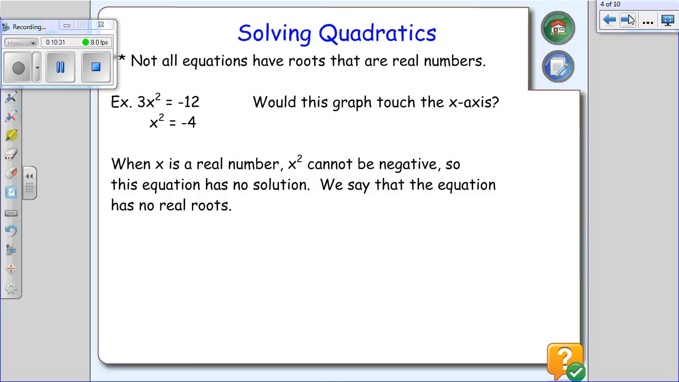We've been doing these and just assuming we're getting answers that make sense, because they have, up to this point. But now they're going to start to not make sense. So for instance, if you look at this question right here, you have 3x squared equals negative 12. Divide both sides by 3. You have x squared is equal to negative 4. Square root both sides. You have x is equal to root negative 4.